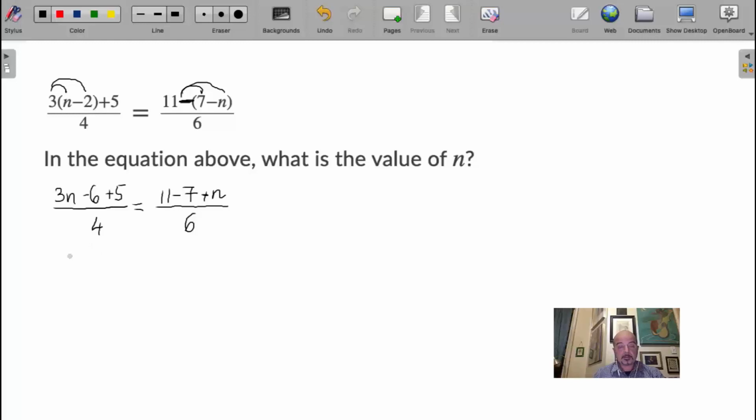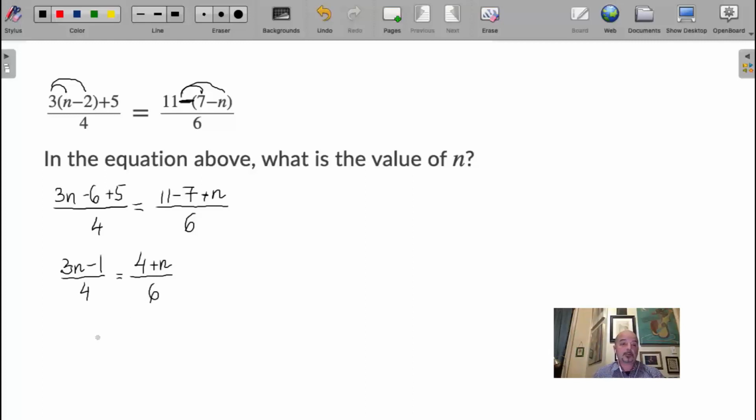So at this point, we combine like terms. 3n is by itself. There's nothing that it can be combined with. So minus 6 plus 5 becomes negative 1 all over 4 equals, and then we have 11 minus 7 is 4, plus n, all over 6.